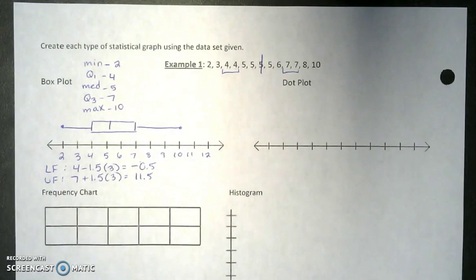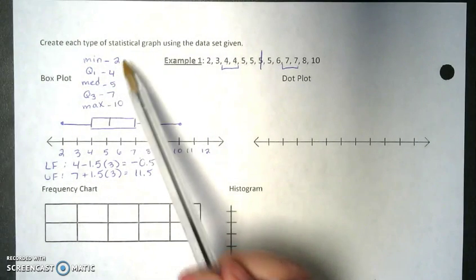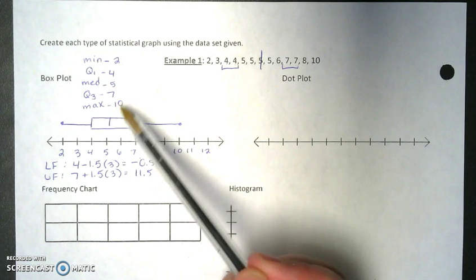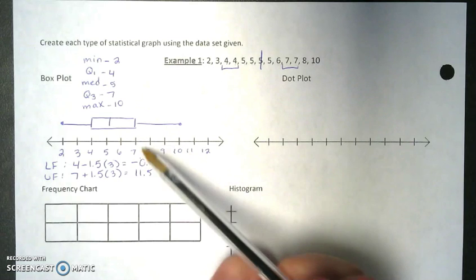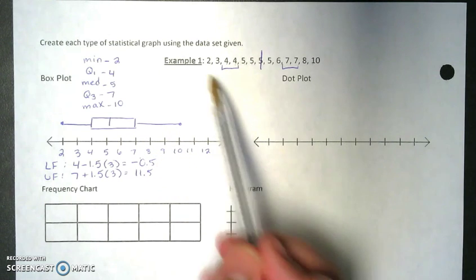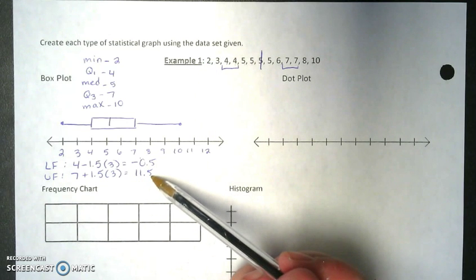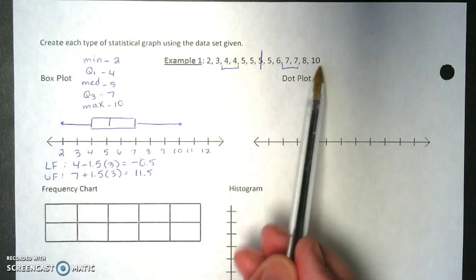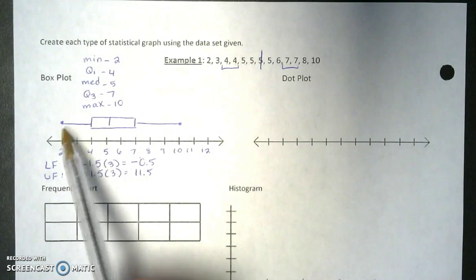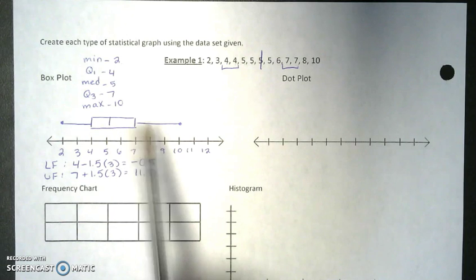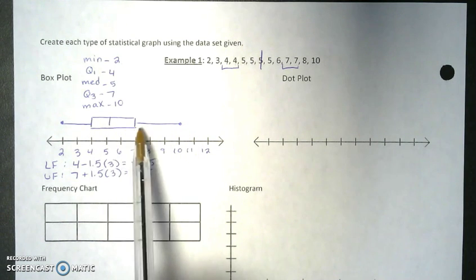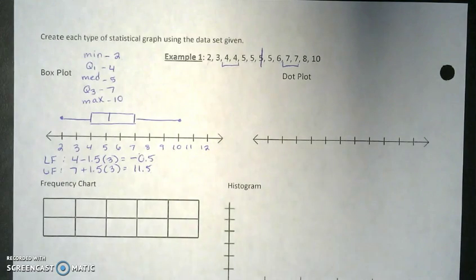Okay, so for example number 1, you should have got your min is 2, your Q1 is 4, median is 5, Q3 is 7, max is 10. We check to see if there's any outliers, so your lower fence is negative 0.5. There's nothing lower than that. And our upper fence is 11.5. There's nothing higher, so we have no outliers. So we did a dot on 2, a line on 4, a line on 5, a line on 7, and a dot on 10. Connected the box and connected the whiskers.